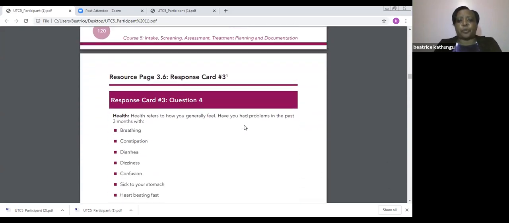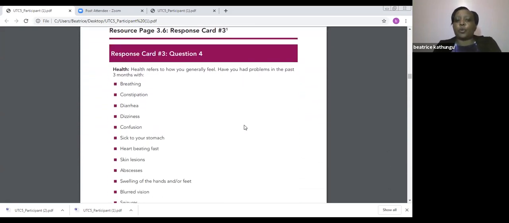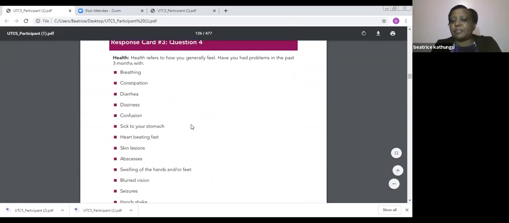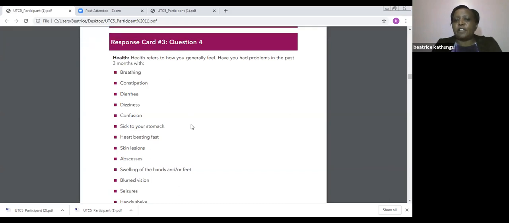So the other one is response card 3. This one is used for question number 4. Question number 4, like you will notice, is asking about the problems the client has faced related to the use of the substance. And the problems can be many. Remember, we talk about health, social, economic, legal and others. So when you give response card 3 for question 4, the client begins to see some of the problems that they may have experienced. If you just ask them, have you ever suffered any problem? They may tell you no.